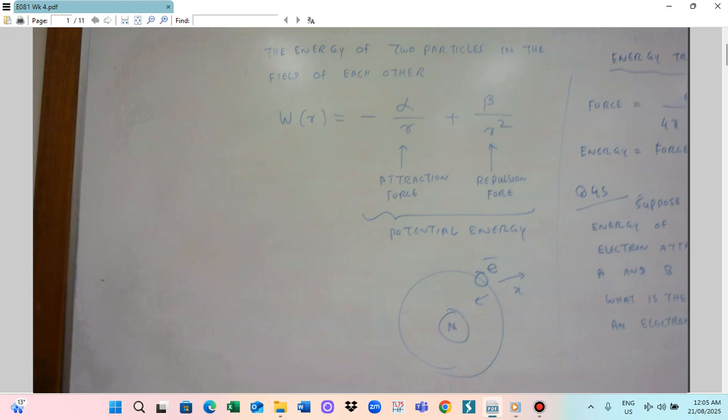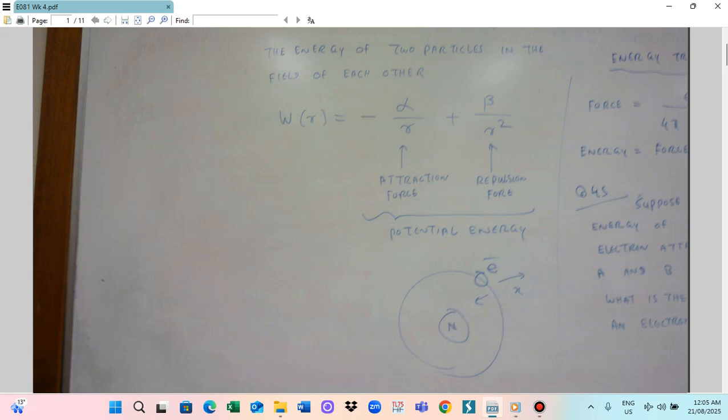So for that energy level we can write down the equation: the energy of two particles in the field of each other. Two particles are producing the energy levels, whether they are attracting or repulsing. In this way they produce the energy. This energy, W(R), can be calculated.